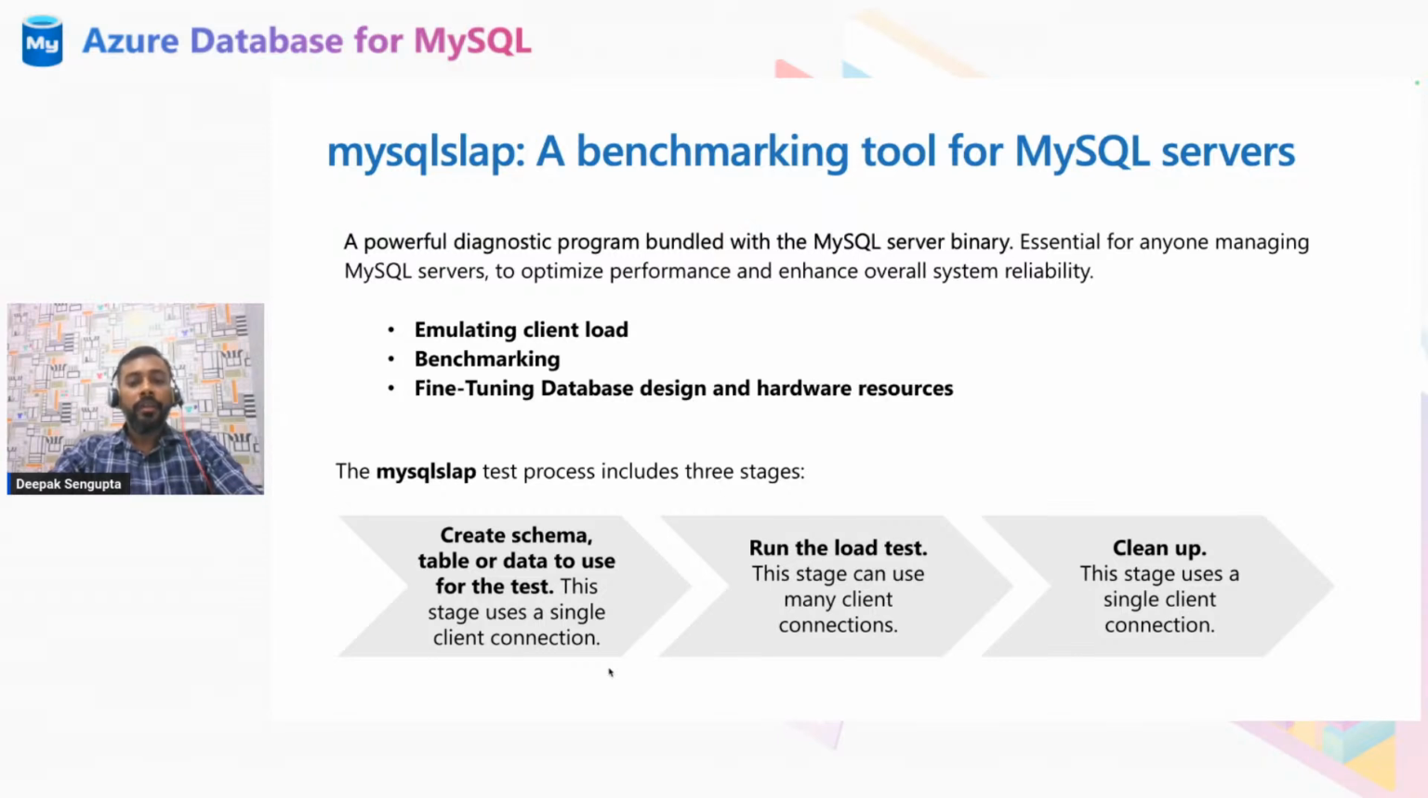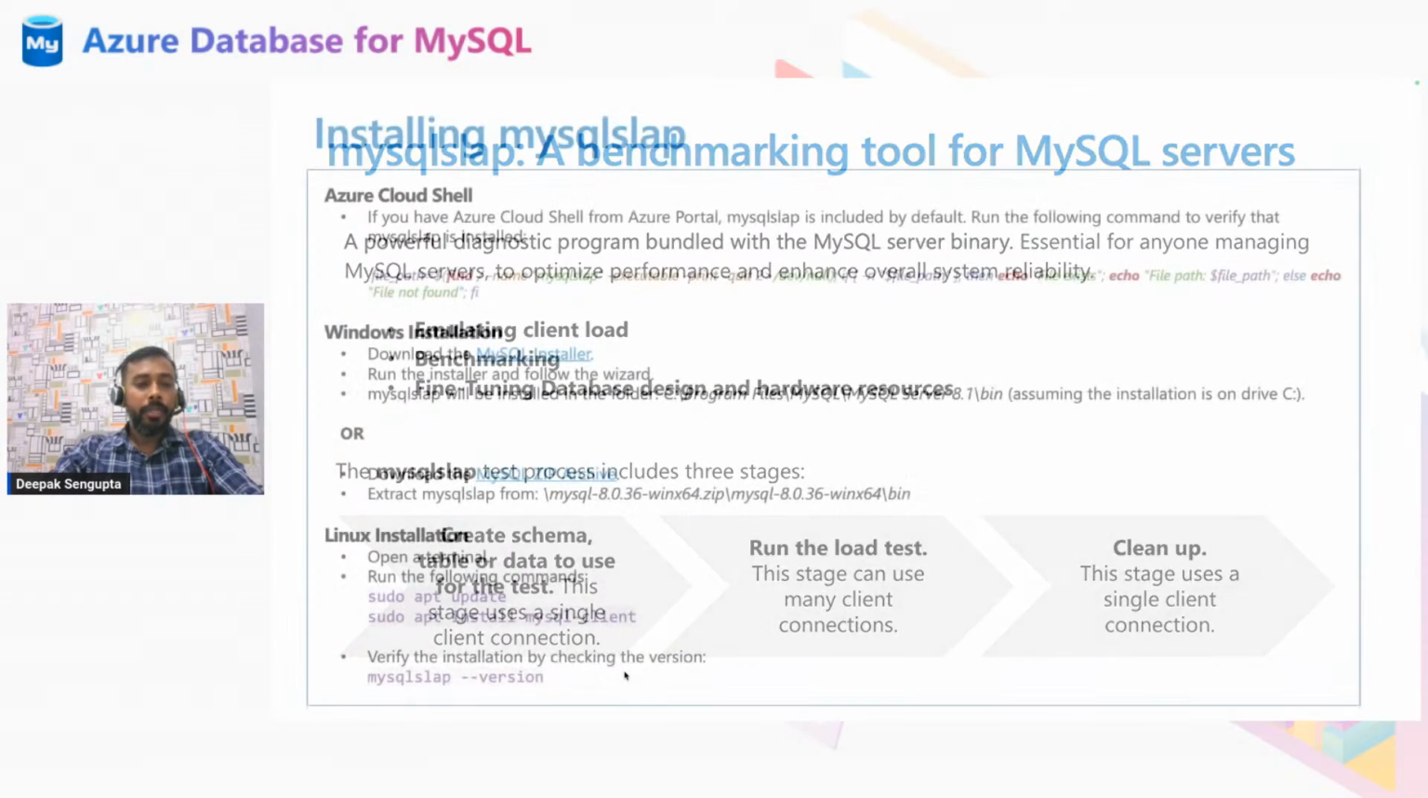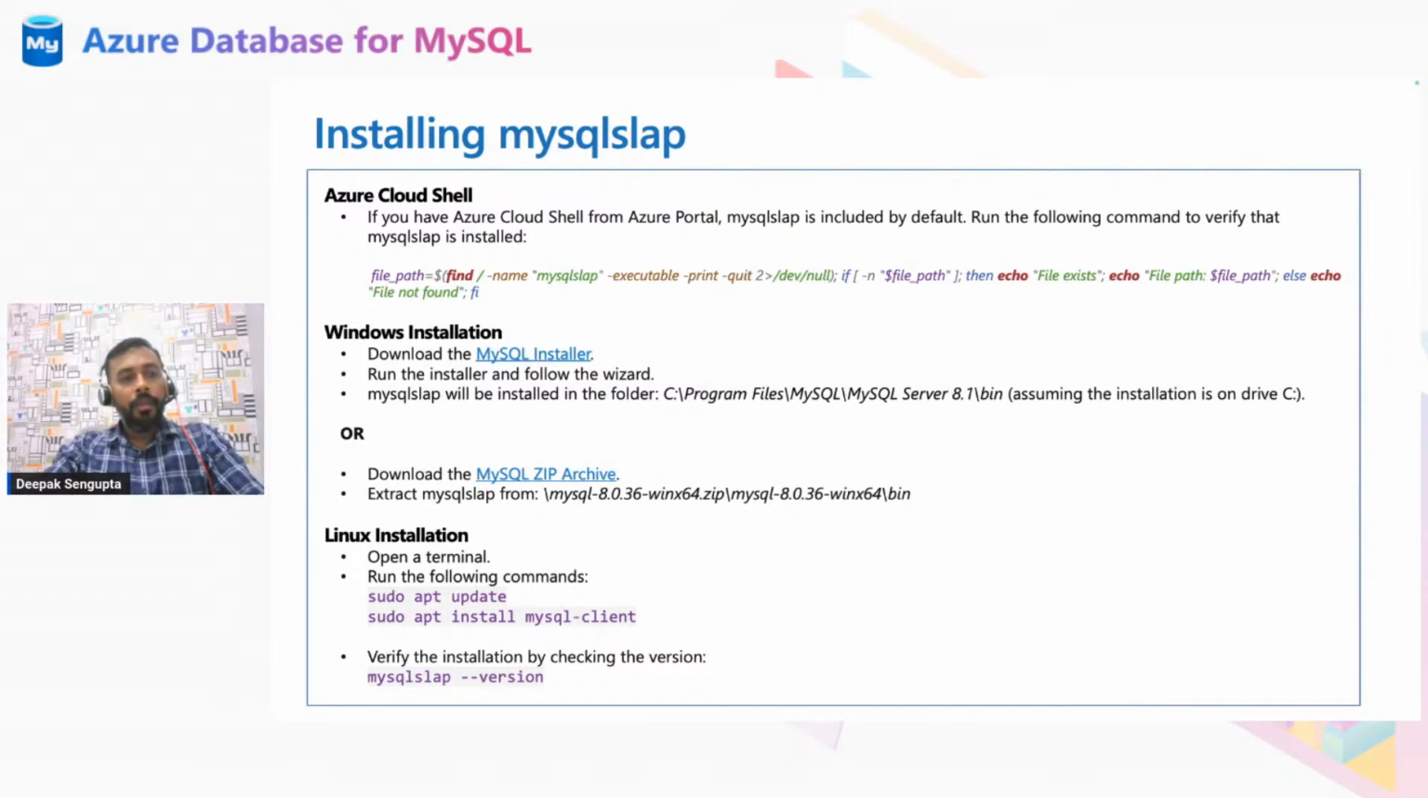So moving on to the next slide, we will look into how exactly we can install the MySQL slap utility. Okay, so the MySQL slap utility, we can run it using the Azure Cloud Shell. We can run it on a Windows system, and we can run it on a Linux system as well. Now, for Cloud Shell, it is available by default.